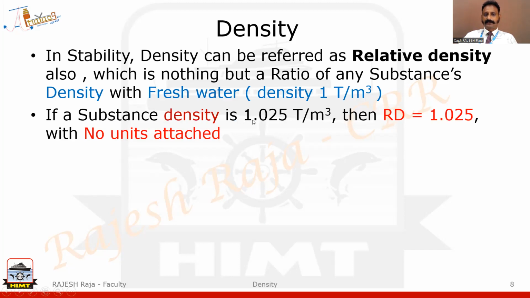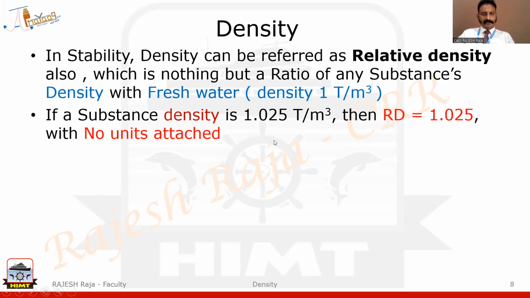I've given an example. Let us say seawater's density is 1.025 ton per meter cube. So I can call the RD 1.025. All I've done is remove the units. So I can simply call it 1.025.